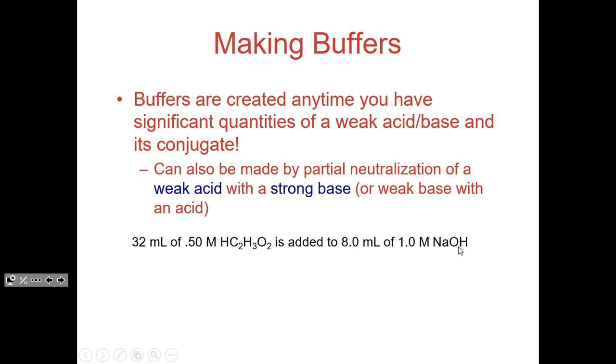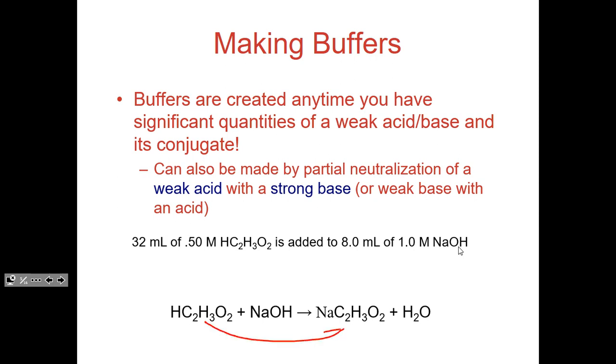Now, reactions happen at a particle level, so let's start by looking at the reaction. So we have acetic acid. It's reacting with NaOH through neutralization to make sodium acetate and H2O. I'm neutralizing my weak acid. Now, what you need to understand is this neutralization is taking my weak acid and converting it into its conjugate base, acetate.